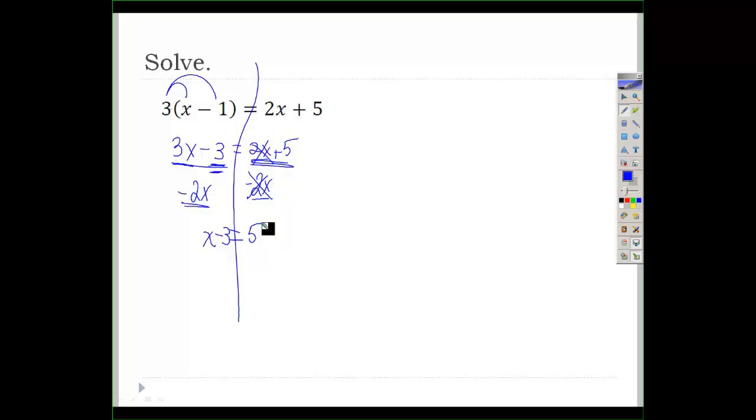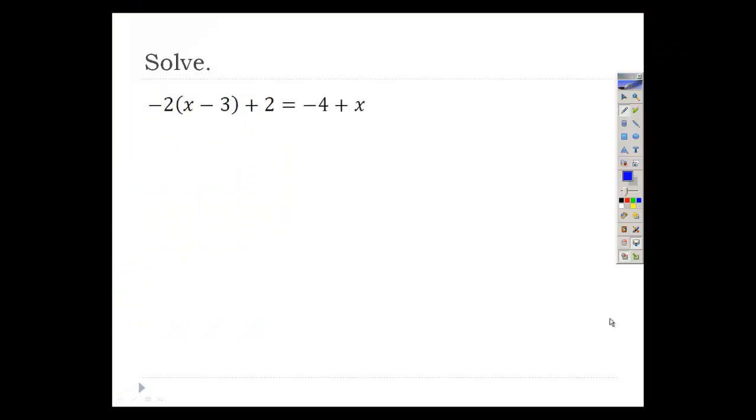So I'm almost done solving it. Now all I have to worry about is getting rid of this negative 3. I'm going for my variable on one side, everything else on the other. To get rid of a minus 3, I add 3 to both sides. x equals 8. And there's my solution. So today, like I said before, all we're doing is adding in the distributive property as our first step. Just adding one more step to this stuff.